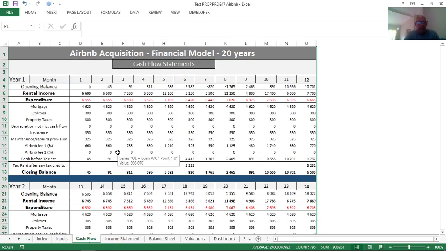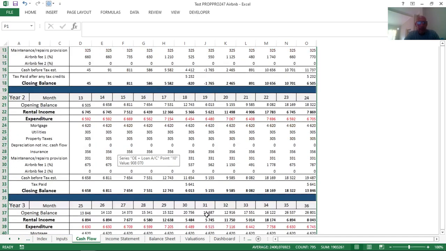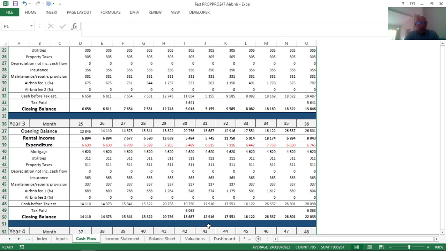Here we have very detailed statements. It's month by month, year by year for 20 years. We can see your opening balances, your mortgage payments, etc. Depreciation is naturally not included. It's an income statement item. And your Airbnb fees, and all these fees are escalated according to your turnovers, etc. So this is month by month for you.